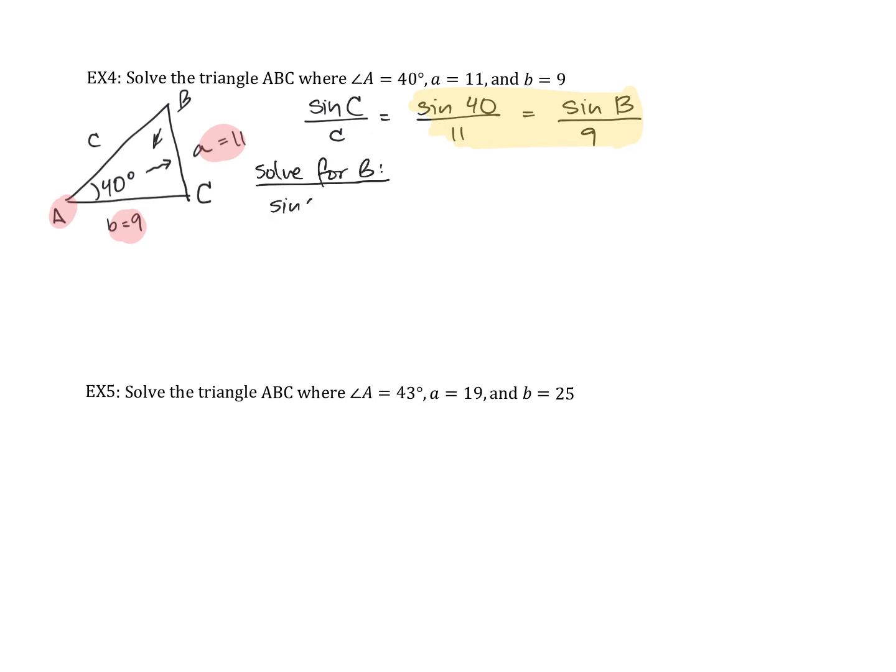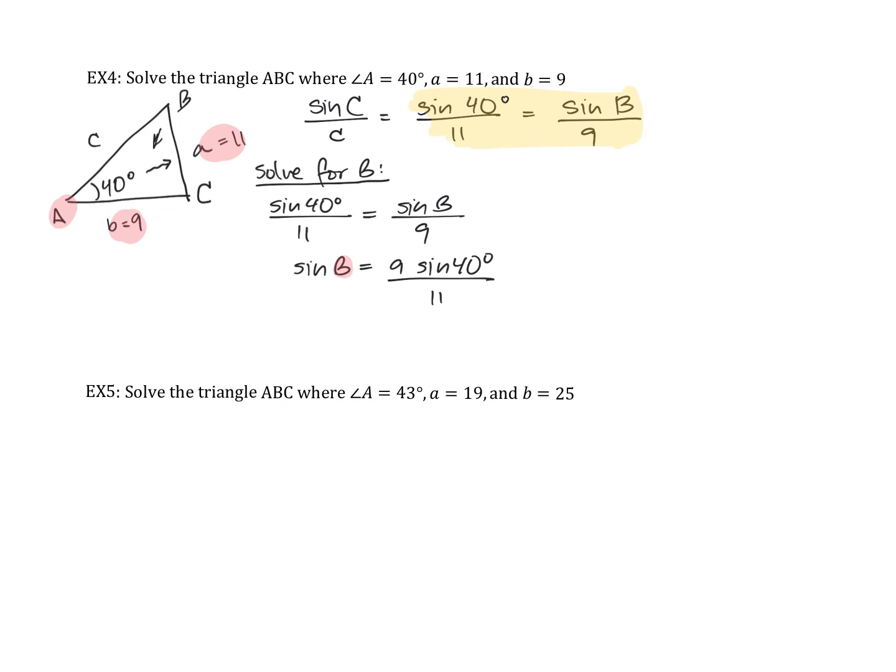So sine 40 degrees divided by 11, forgot the degree there, equals sine B divided by 9. So solving for sine of B equals 9 sine of 40 degrees divided by 11. Okay, to solve this, since the B is inside of sine, to get it out, we're going to have to take the inverse of both sides.